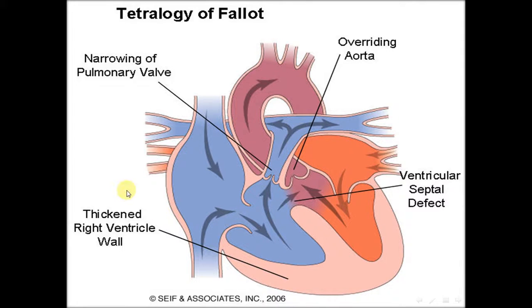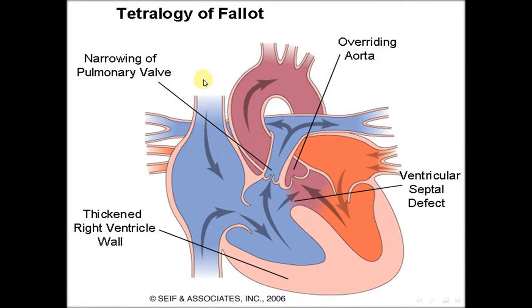By this picture we will illustrate the pathology of Tetralogy of Fallot. Firstly, we have the most dangerous and most important feature, which reflects the severity of Tetralogy of Fallot. It is narrowing or stenosis of the pulmonary valve.